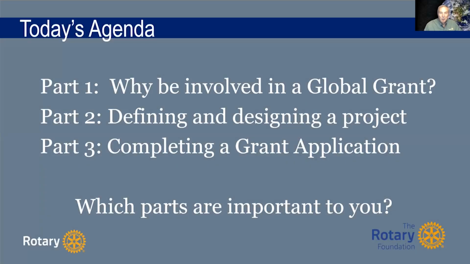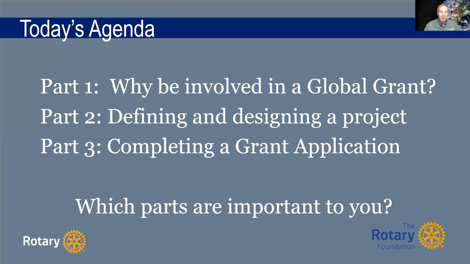We're gonna have three sections in this training. The first is about why would you want to have a global grant? And some of you may be here thinking, well, I came to this training, but I'm not sure why I'm here. And that may be the most important thing for you. Second, we're going to talk about how you design the project, because you have to have a project before you can apply for a grant.